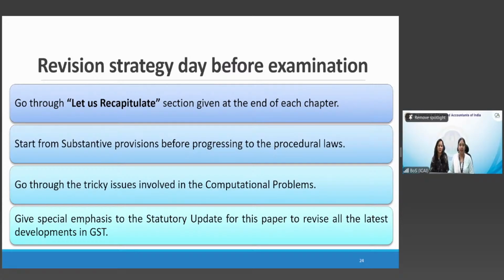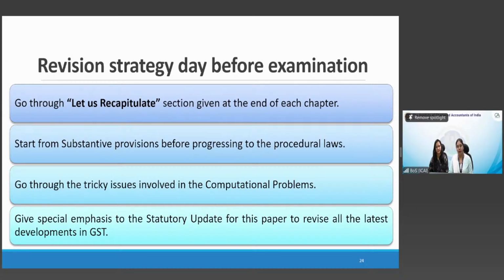And when you are revising, as we have already told during the preparation stage also, first focus should be on substantive provisions, then enforcement, and then the procedural law. Tricky points regarding the computational questions: when you are practicing computational questions, whenever you come across any tricky point, mark that point then and there itself, highlight it in your book, and write briefly the treatment of that particular tricky point. And when you are revising the day before the exam, you should give all those tricky points one revision so that if a similar type of question comes in the exam, you will be able to attempt it with greater confidence. So that you should do.